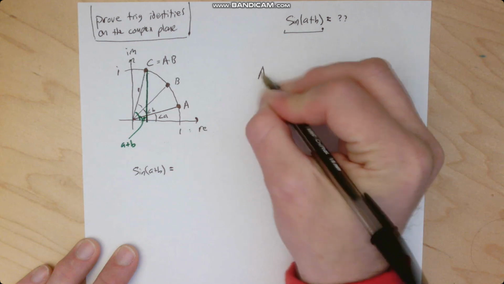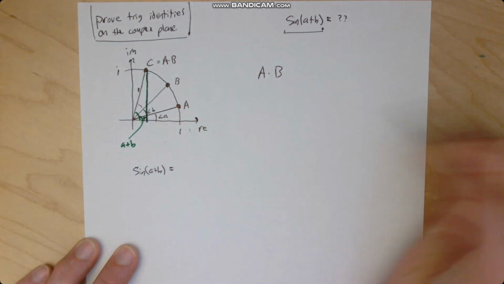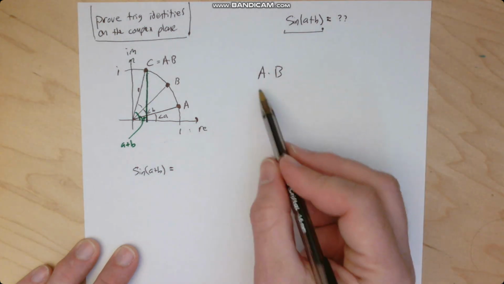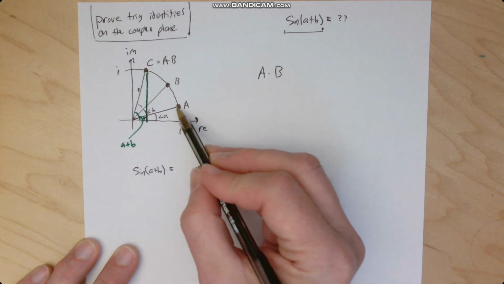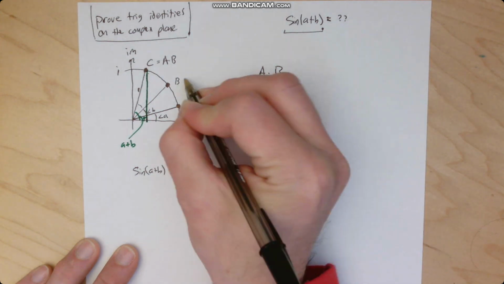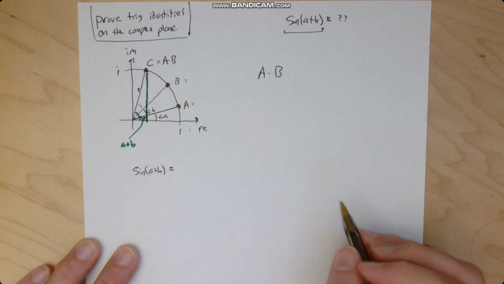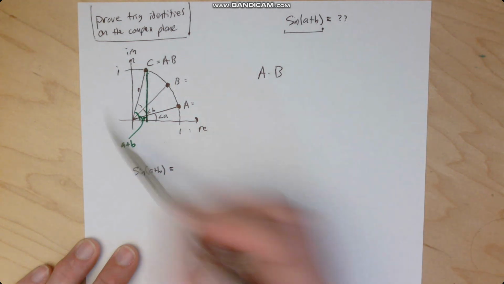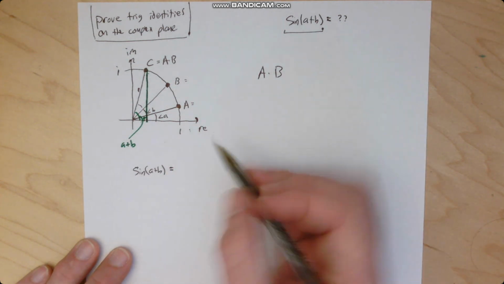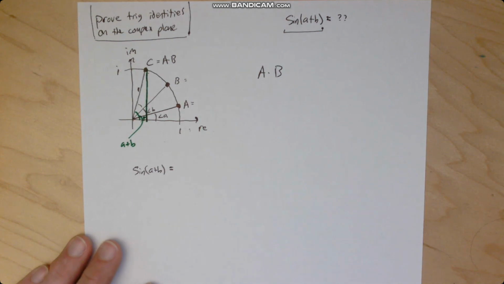And I'm going to do that by actually multiplying out A and B. But I guess before I can do that, I actually need to know what the coordinates of A and B are individually. So if this weren't the complex plane, if this were just a normal unit circle, here, let me get a new piece of paper.